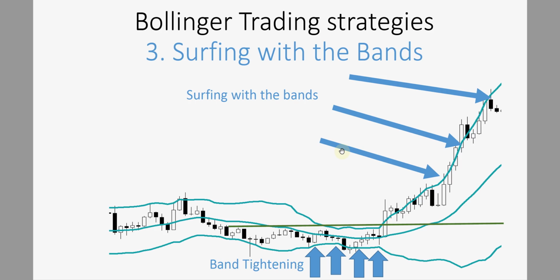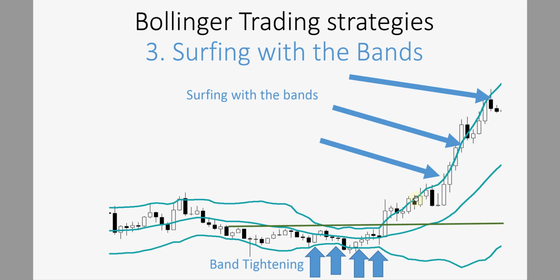Third strategy, surfing with the band. So breaking the band occurs during times of extreme volatility and is the strongest signal issued by Bollinger Bands that a trend reversal is imminent. As we mentioned earlier, prices are within this band about 90% of the time. Therefore, prices should only break above here only about 10% of the time when you are using two standard deviations.